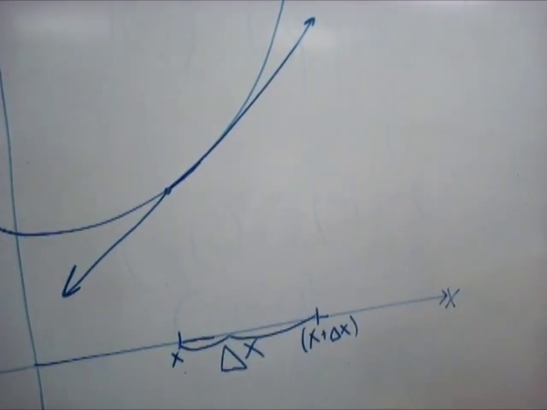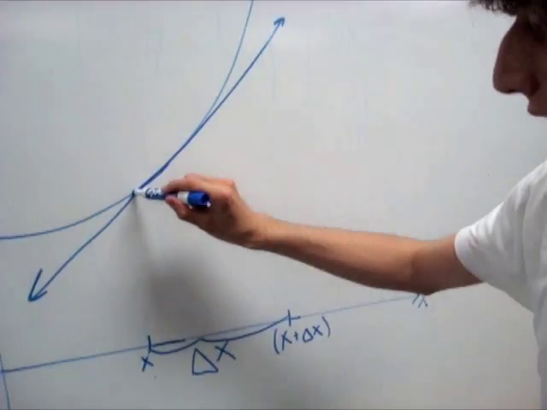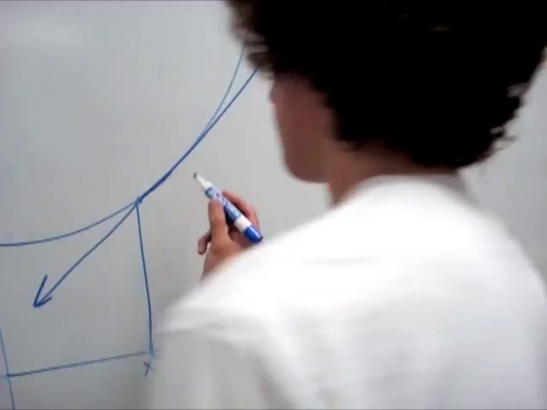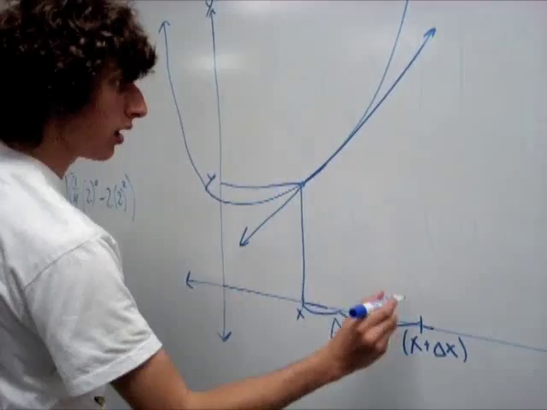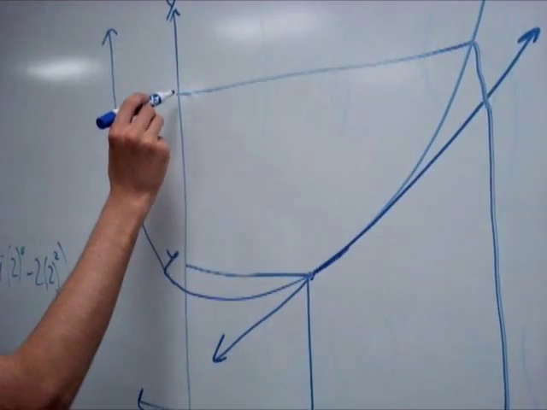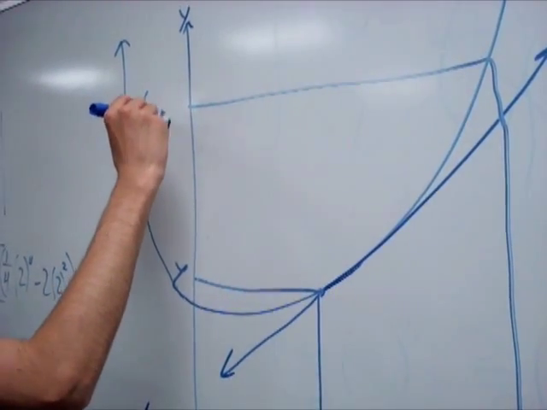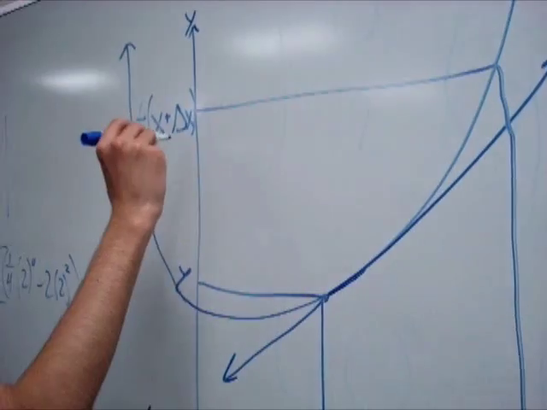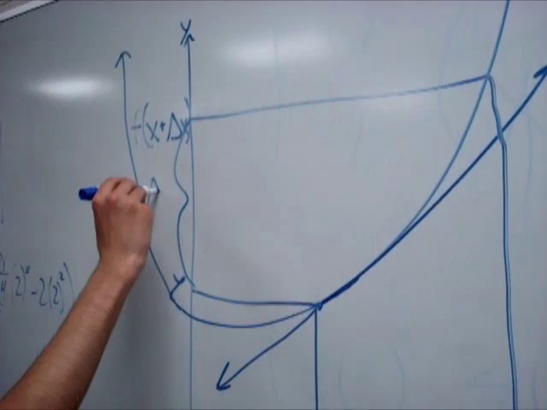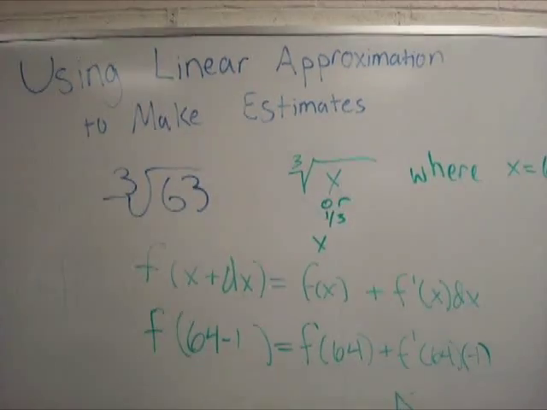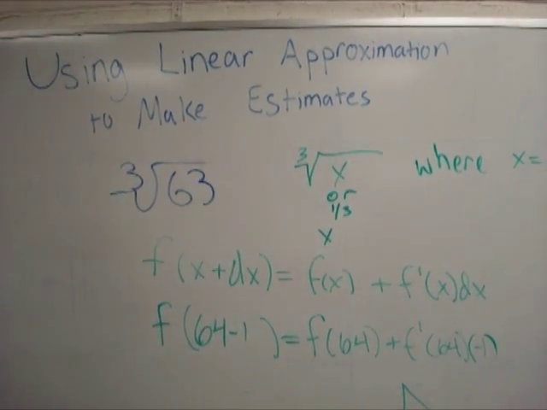Once you have that, you want to find the difference in y from this point, which is y, to this point, which is f of x plus delta x. The difference between these two points is called delta y. So we're going to use our definition of the linear approximation model to make an estimate.